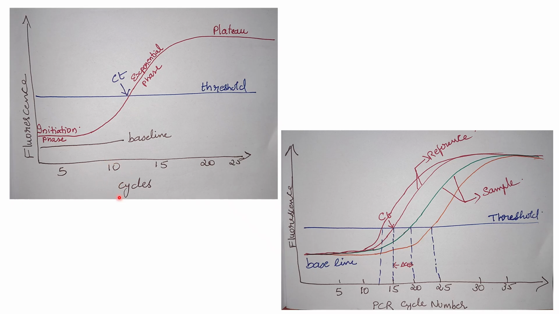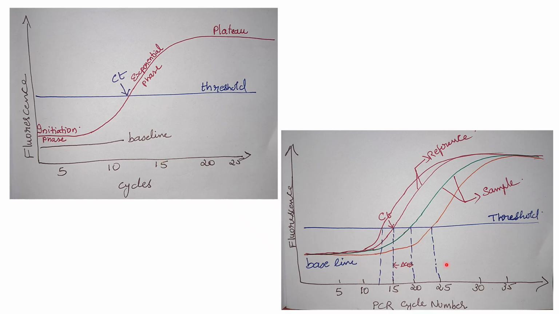CT value corresponds to the number of cycles. Okay, so CT value will be less. But if the target sequence is less, then at higher cycle values only you will get the CT value. So less target sequence, high CT value.